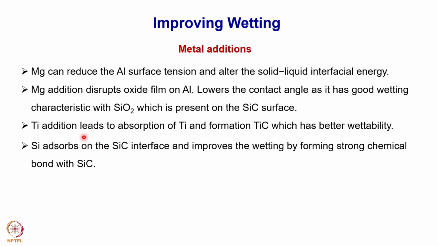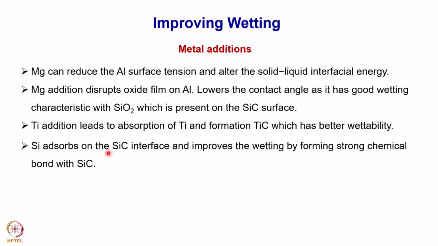Titanium addition can also be done. In that case, titanium addition leads to absorption of titanium and formation of titanium carbide when you have silicon carbide as the reinforcement. And titanium carbide has a much better wettability with aluminium compared to silicon carbide. So if you have an interfacial layer of titanium carbide, there will be a good bonding between aluminium and silicon carbide.